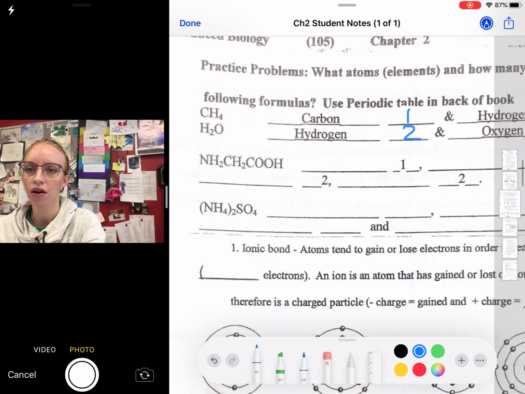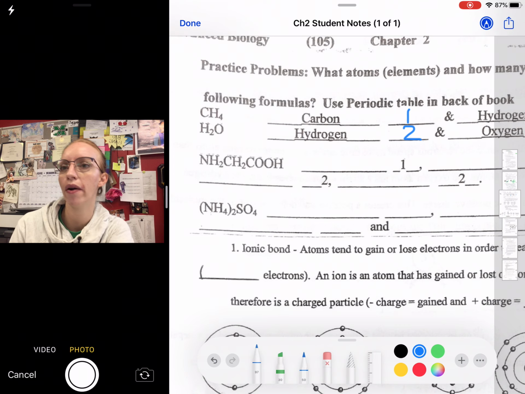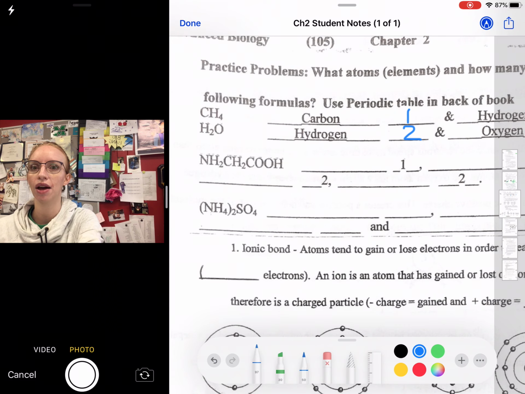Now over here it's a little bit different. NH2, CH2, COOH. I'm not going to try to say that one. There's the bell. So N stands for nitrogen. There's only 1 nitrogen here, so you could write it out.